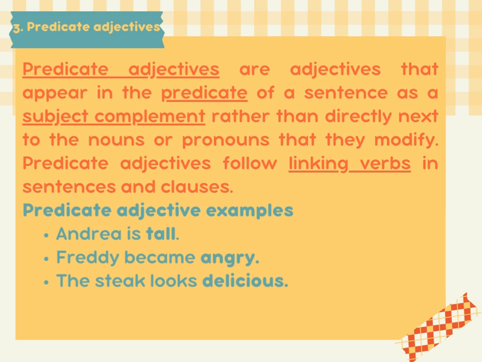Number 3. Predicate adjectives. Predicate adjectives are adjectives that appear in the predicate of a sentence as a subject complement rather than directly next to the nouns or pronouns that they modify. Predicate adjectives follow linking verbs in sentences and clauses. Here are a few examples. Andrea is tall. Freddie became angry. The steak looks delicious.